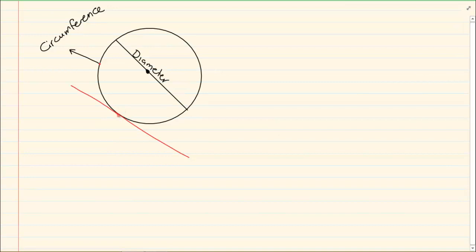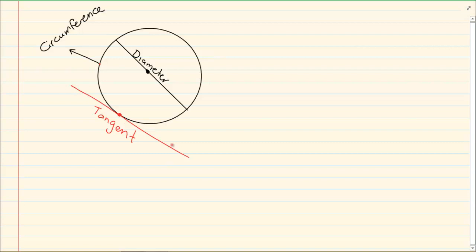When we have a line that cuts right through the center, then that is called the diameter. Then we have a tangent. Now a tangent is a line that cuts only one point on the circle. Can you see? When it's passing, it's touching one point and finish. It's not touching another point.